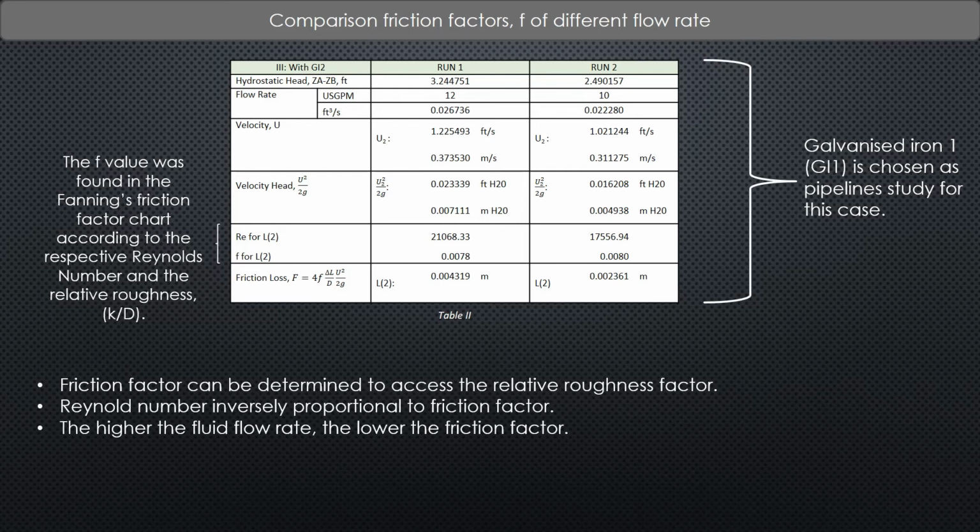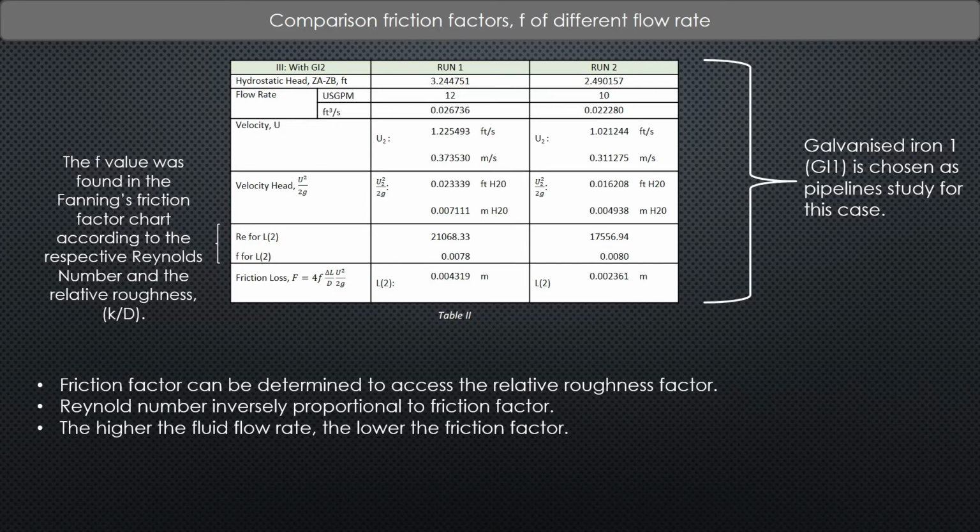Meanwhile, the friction factor is defined as the ratio between the force required to move a section of pipe and the vertical contact force applied by the pipe on the seabed. Based on Reynolds number for flow in pipe, friction factor can be determined to assess the relative roughness factor. Reynolds number is inversely proportional to friction factor.